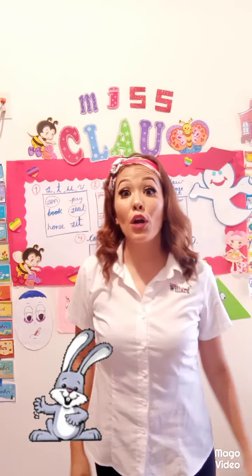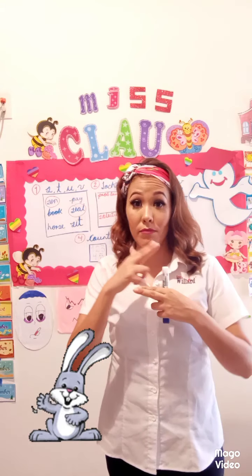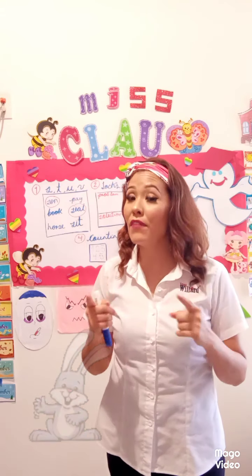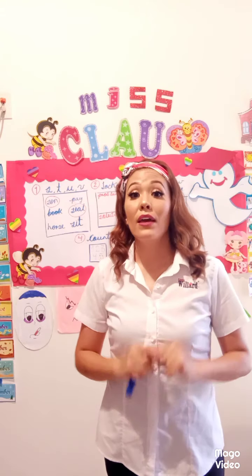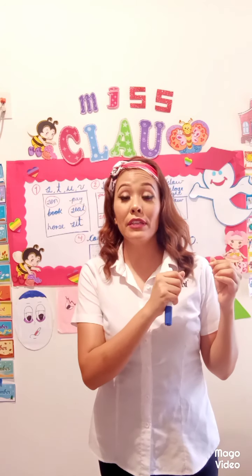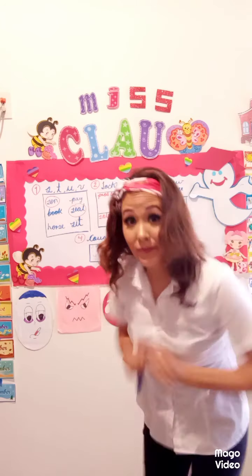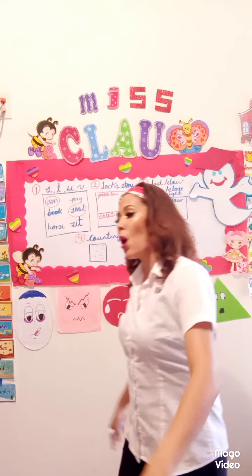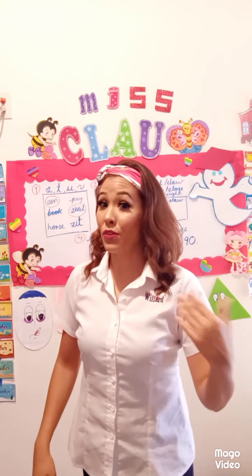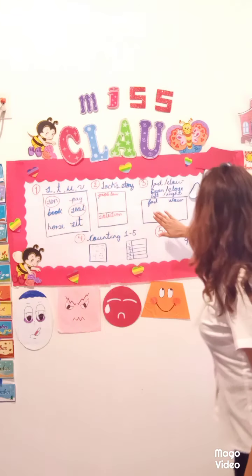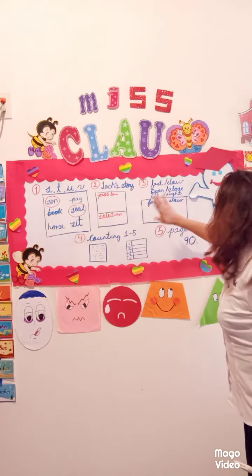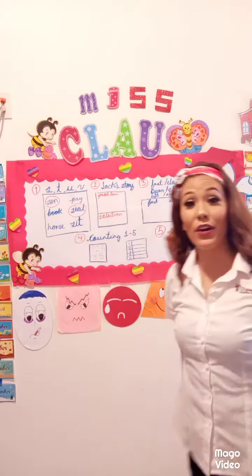The next, a rabbit. And you have to ask, look, the rabbit is fast or slow? So they have to answer, fast, mommy. Okay, so they must glue the rabbit on fast. And the same thing for the rest of the animals.